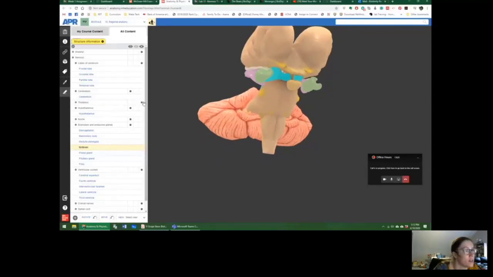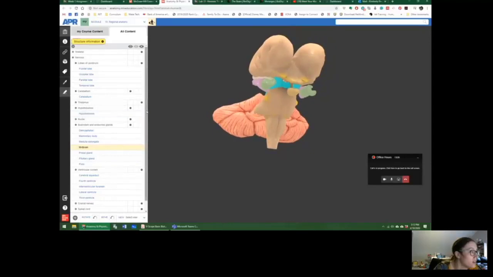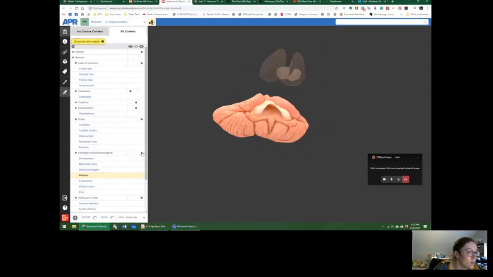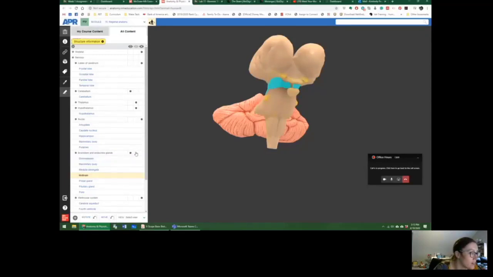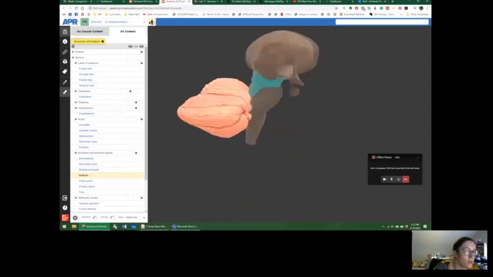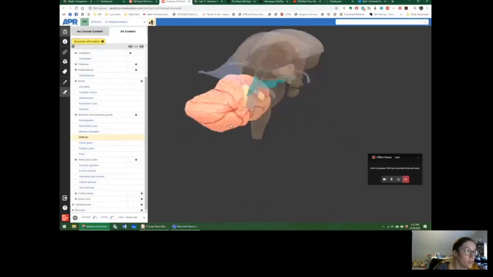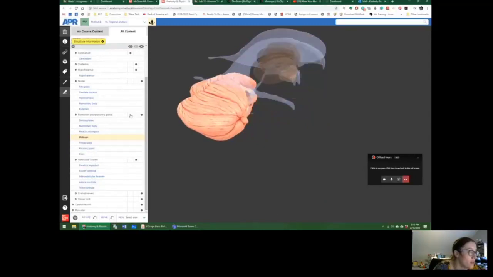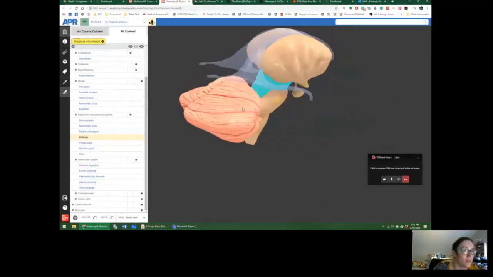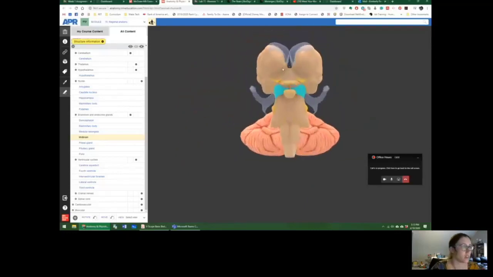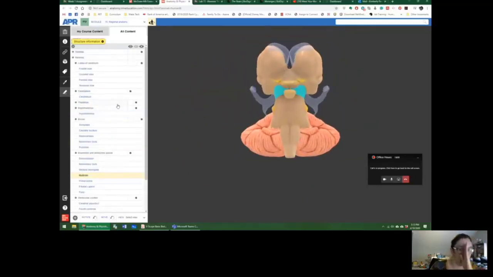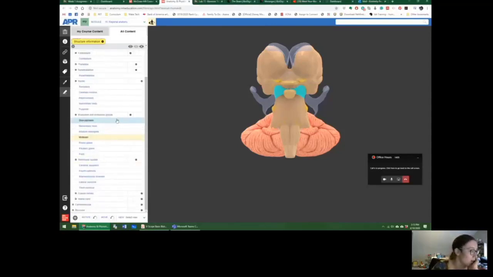Let's see, we can remove the thalamus, maybe, and we can go through here, the brainstem. Oh, we can make the brainstem a little bit see-through. So you can do a lot of cool stuff in here. I do think that it's really cool that you can see how the ventricles wrap around the brainstem, and that helps a lot. So this one is not as useful because I don't really think I can see a way to look at it from the inside, but we can definitely see a lot from the outside.